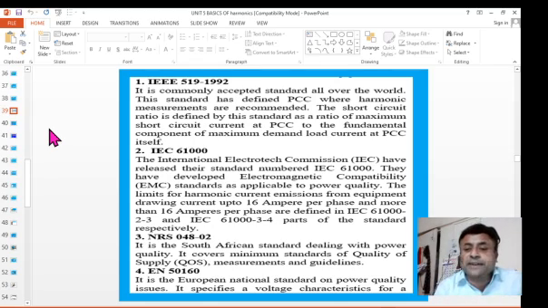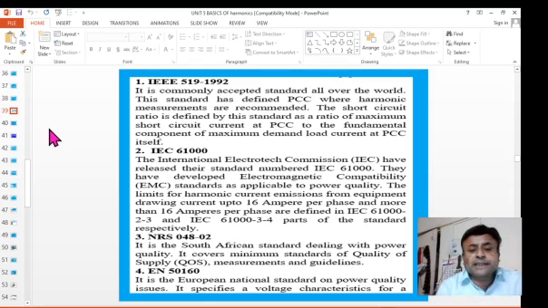This standard has defined PCC, that is the point of common coupling, where harmonic measurements are recommended. The short circuit ratio is defined by this standard as the ratio of maximum short circuit current at PCC to the fundamental component of maximum demand load current at PCC itself. In a number of cases it is seen that the IEEE 519 standard is followed. Now these standards are also revised from 1992 onwards.